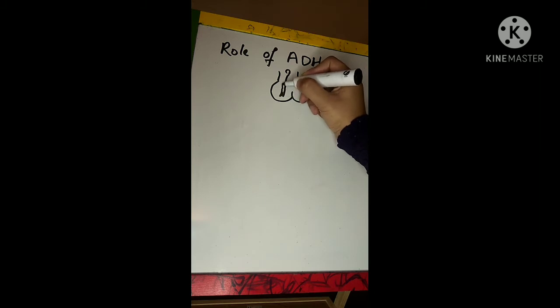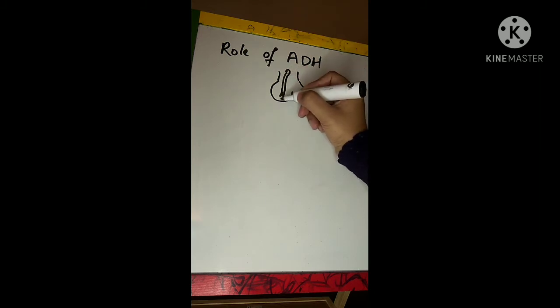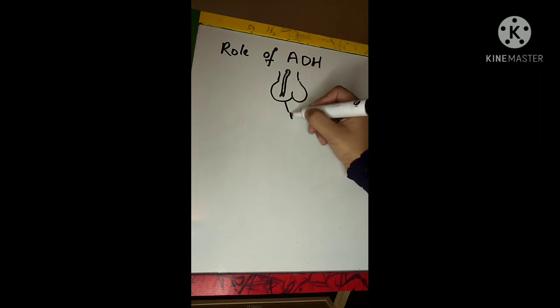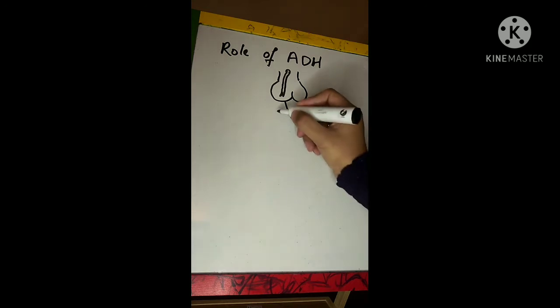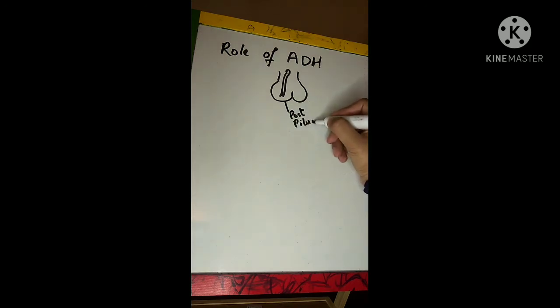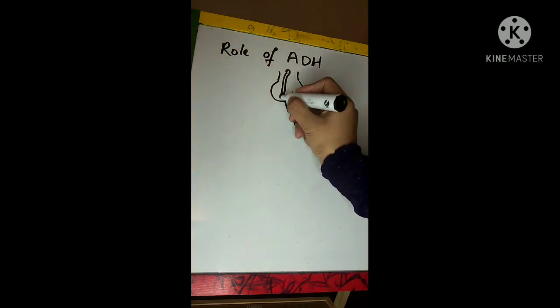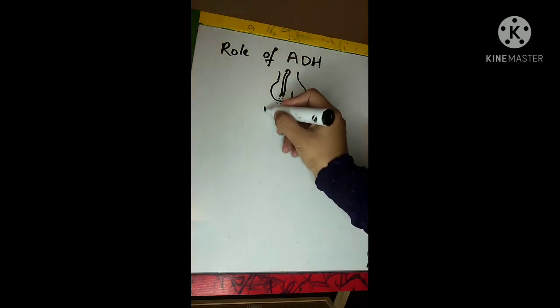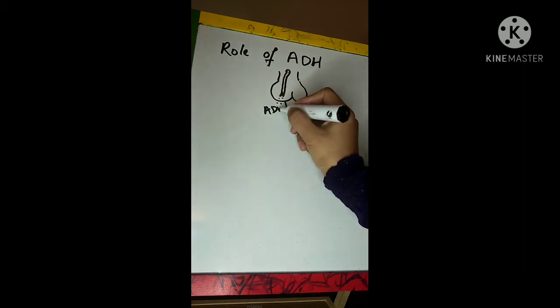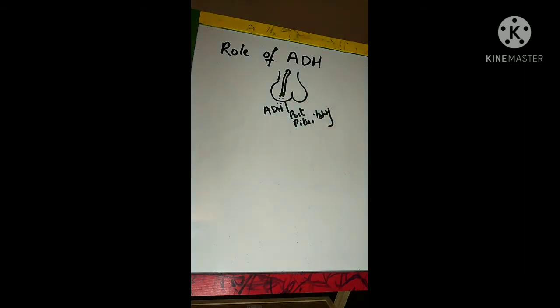there is the supraoptic nucleus in the hypothalamus. The cell body is in the hypothalamus, and the axon extends to the posterior pituitary. And here it releases this ADH hormone. ADH is also called vasopressin, and it has primarily two roles.